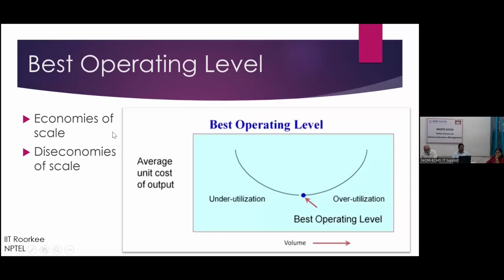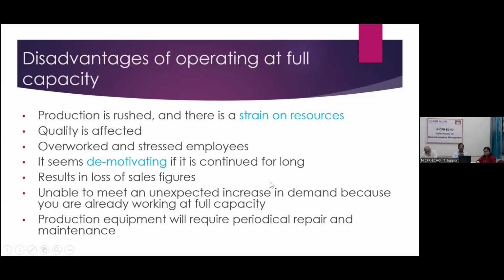So there is a concept of economies of scale and diseconomies of scale. As we increase the volume of our workload, there is reduction in the unit cost of the output or the test results. But if we increase the volume more, it will be more costly because of diseconomies of scale. These are two principles of management, economies of scale and diseconomies of scale. So there is an optimal level, which is the lowest part of this curve, which is the best operating level. So we should not be operating at the full capacity.